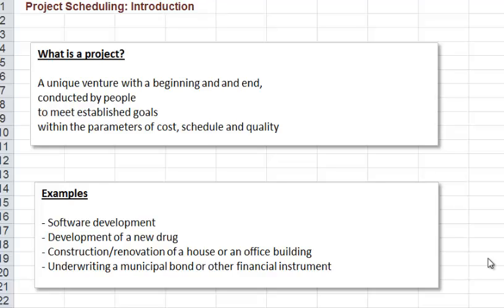Today we're going to discuss project scheduling. We will look at the two examples that are in your textbook. Now, first of all, what is a project?